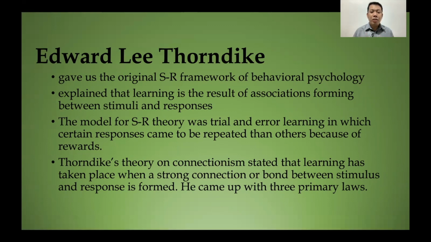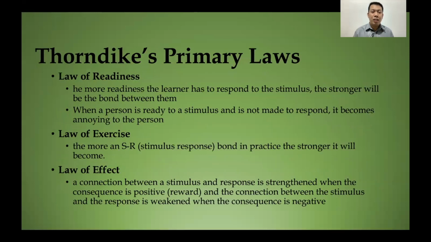So Thorndike's theory on connectionism stated that learning has taken place when a strong connection or bond between the stimuli and response is formed. Because of that, he was able to come up with three primary laws. These are the law of readiness, the law of exercise, and the law of effect.